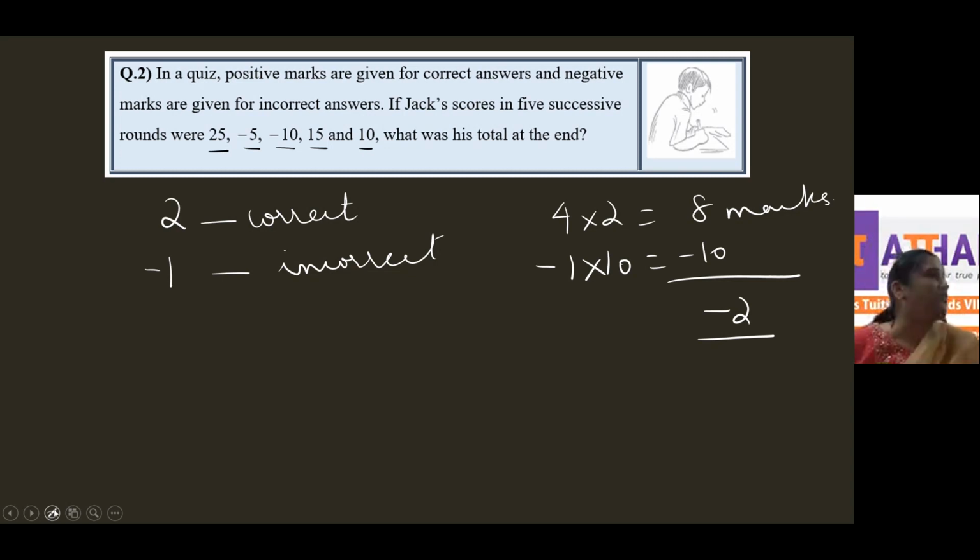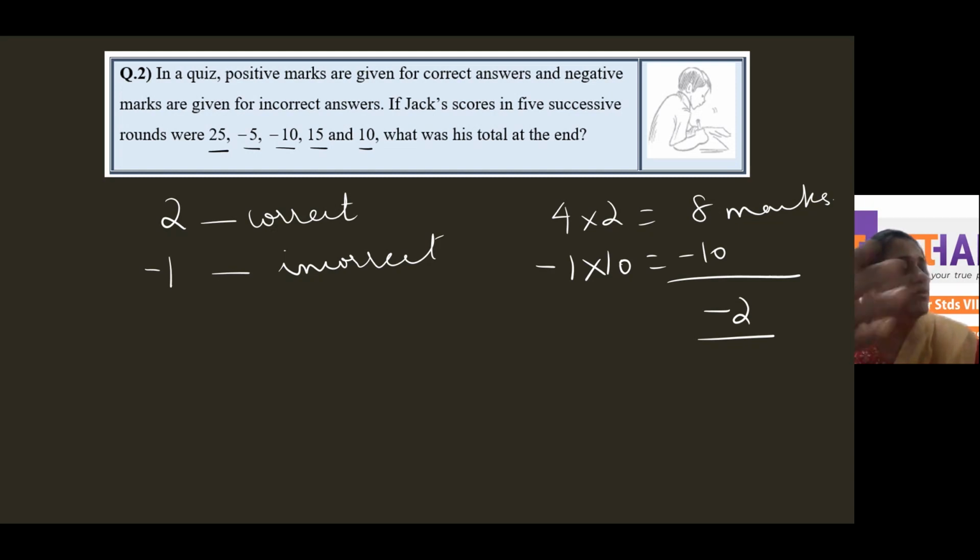Now you understand when you can get a negative score? Because when you attempt something and the answer is wrong, your score is reduced, so you get negative marks for that. Successive means one after the other.